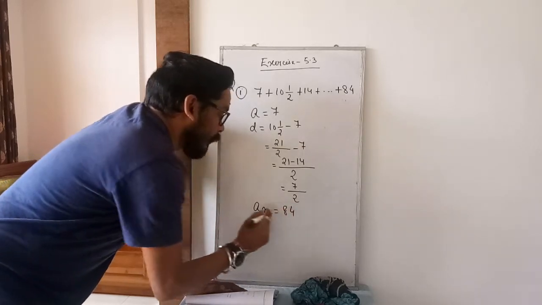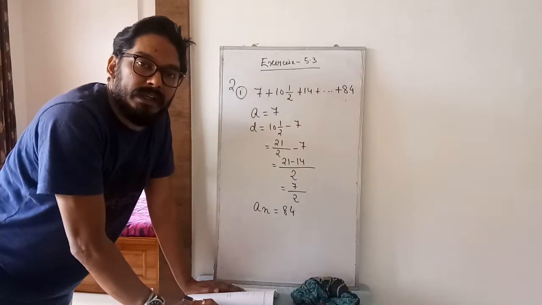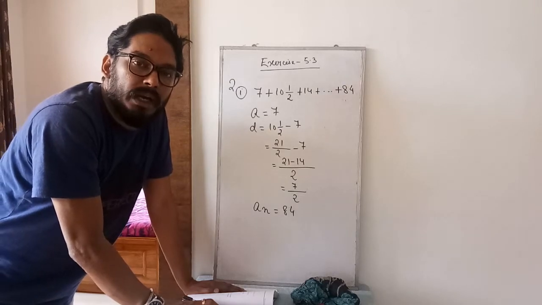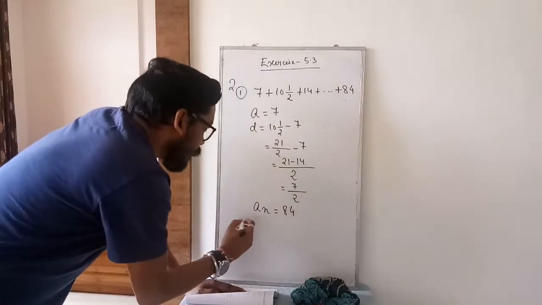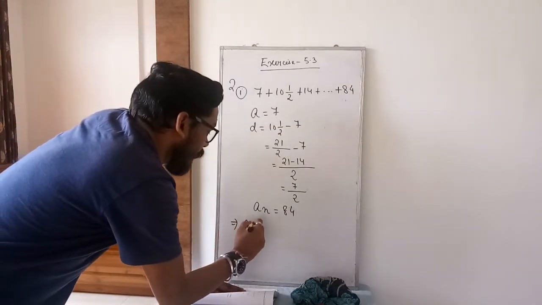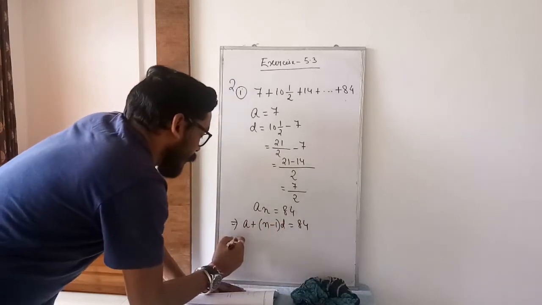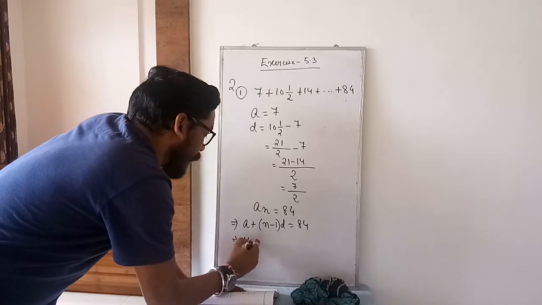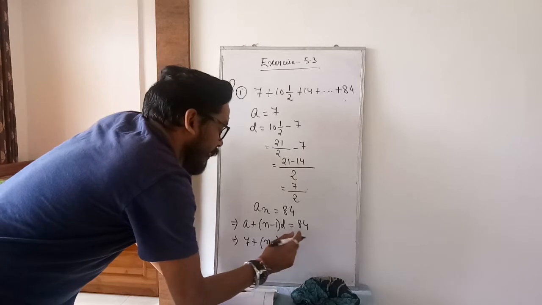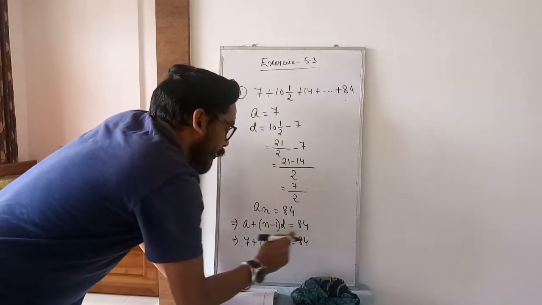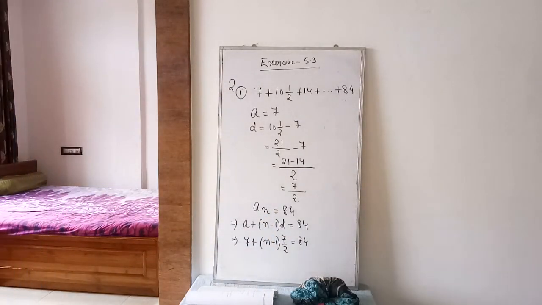The nth term formula we got in the last exercise is a plus n minus 1 into d. By applying that formula I will get the value of n. After that I will find out the sum. So the an formula is a plus n minus 1 into d equal to 84. So it is 7 plus n minus 1, your d is 7 by 2, equal to 84. Please take the screenshot, because I have to rub the upper part.